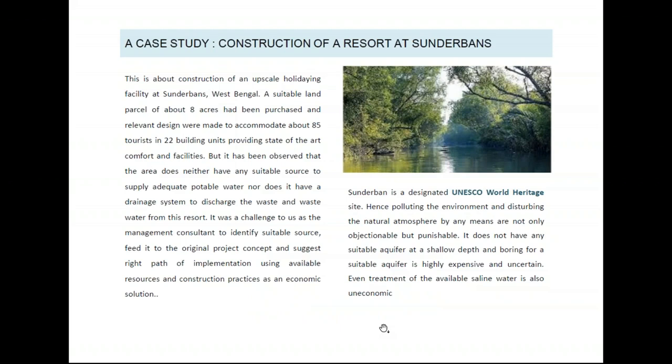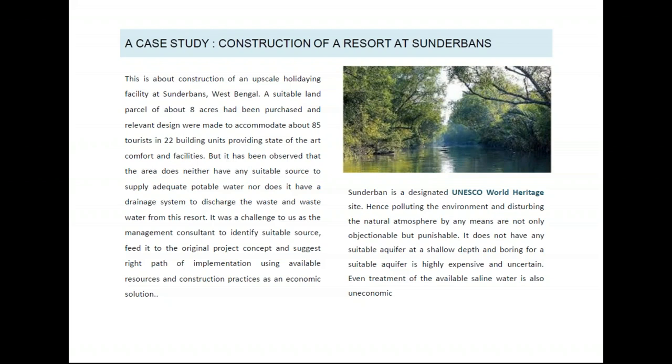Based on this seriousness of availability of water as a resource, now I will present a case study on a live project, on which I got the opportunity to work. This is about construction of an upscale holidaying facility in Sundarbans, West Bengal.